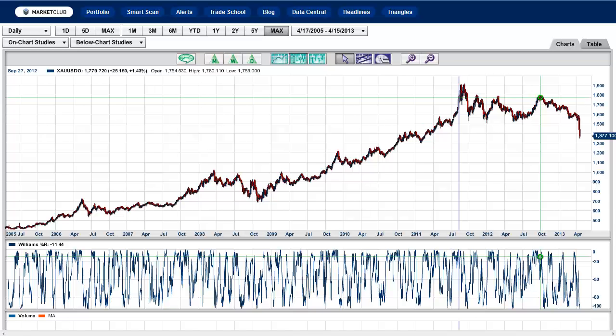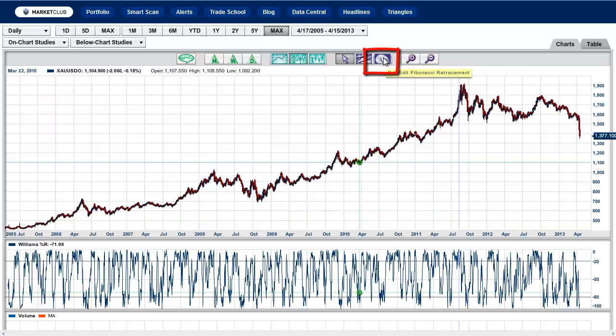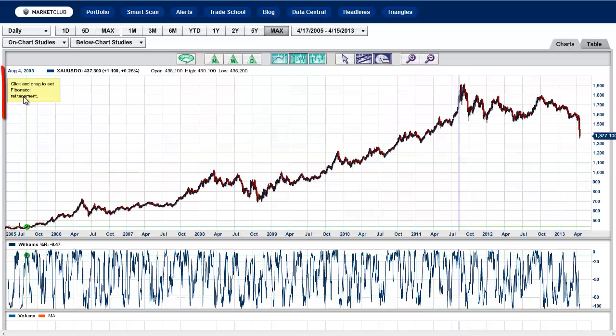Before I show you the trading rules and the results for trading gold, let's take a look at the big picture for that market. I'm going to be going all the way back to July of 2005, right the way back here. And I'm going to use a tool called a Fibonacci tool, which is easy to use on MarketClub. Just click here, and you see a little yellow box.